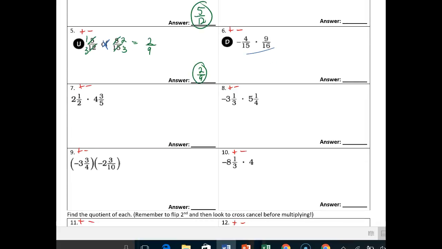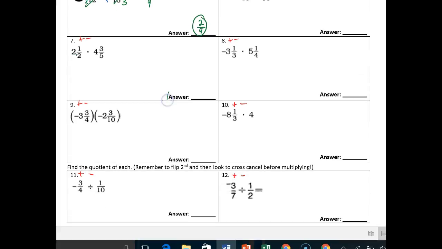All right. Number 7, be very careful on mixed numbers. I swear, if I see somebody doing 2 times 4 is 8 and then 1 times 3, no. I want you to actually write this down and write a big no with an exclamation mark. This is incorrect, okay? You must change these to improper fractions first. All right, so we have 5 over 2 times 23 over 5, okay?